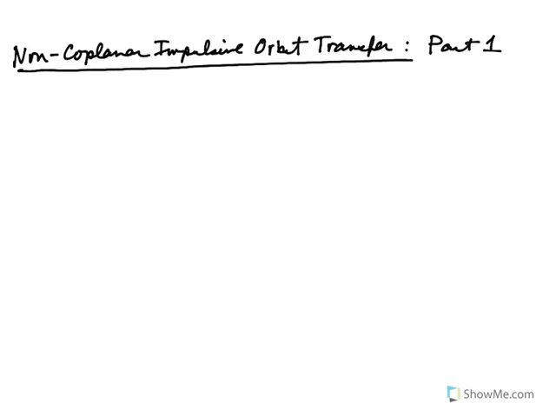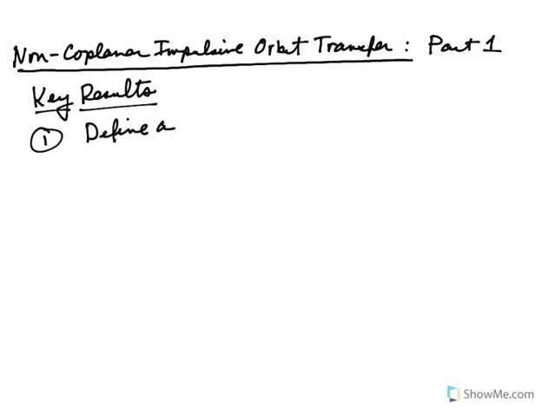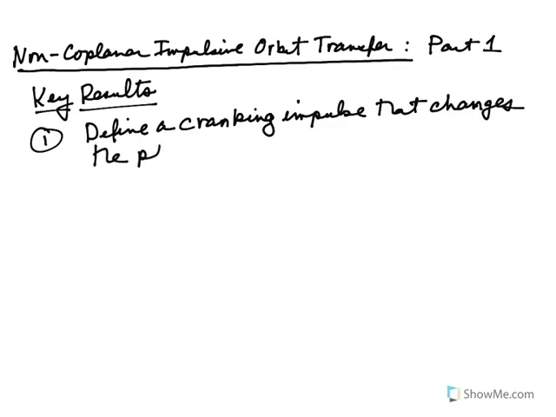Now, the key results that are going to be developed in this lecture are as follows. First, we are going to define what is called a cranking impulse. And a cranking impulse is one that changes the plane of an orbit. That's the first thing that we're going to define.